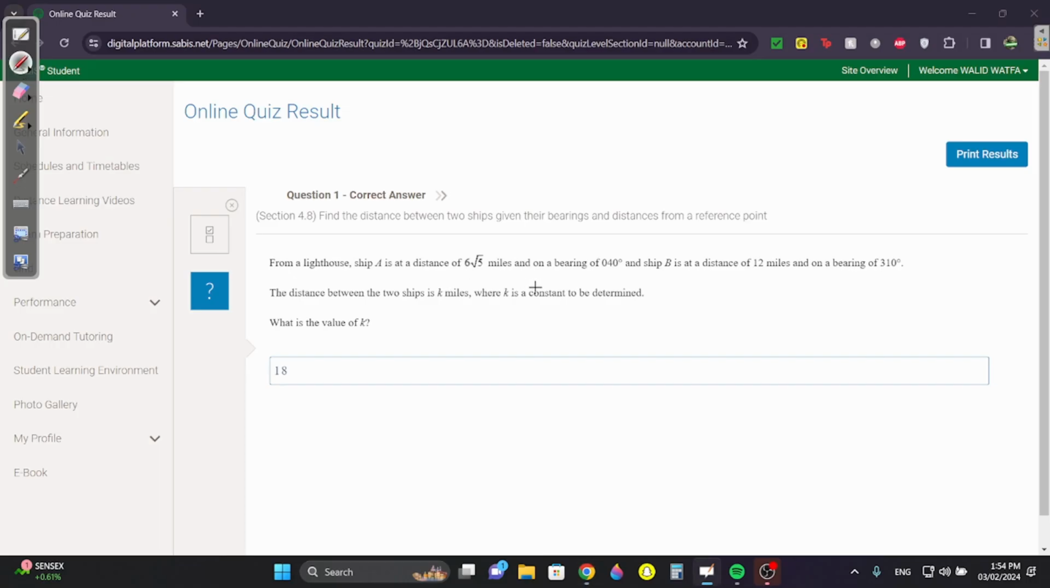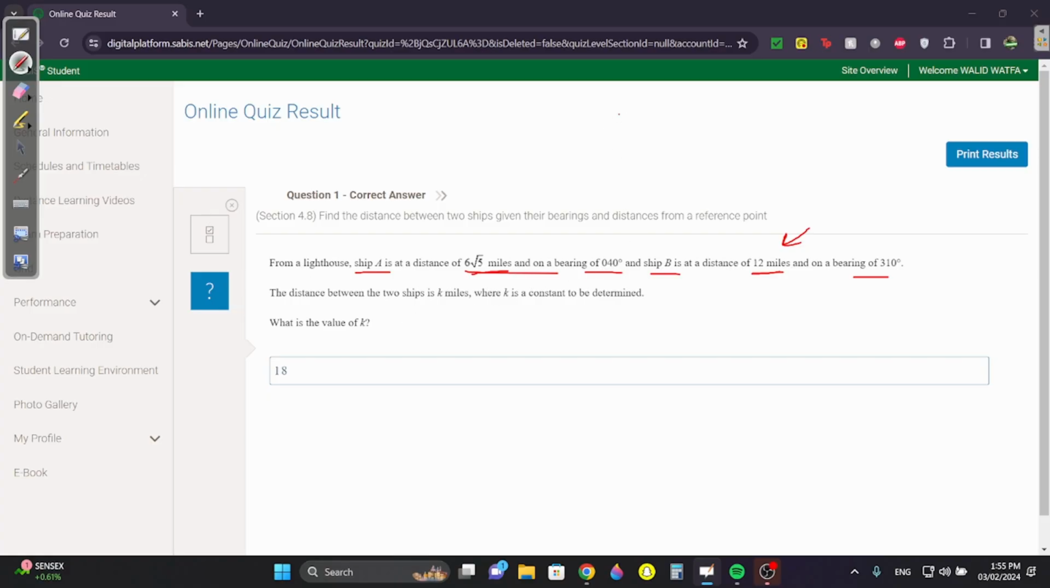So this is the 4.8 quiz. From a lighthouse, ship A is at a distance of 6 radical 5 miles and on a bearing of 40 degrees, and ship B is at a distance of 12 miles and a bearing of 310 degrees. You can just do Pythagoras theorem, 12 squared plus 6 radical 5 squared. It worked in the exam, I remember. It works, and then you find the hypotenuse.